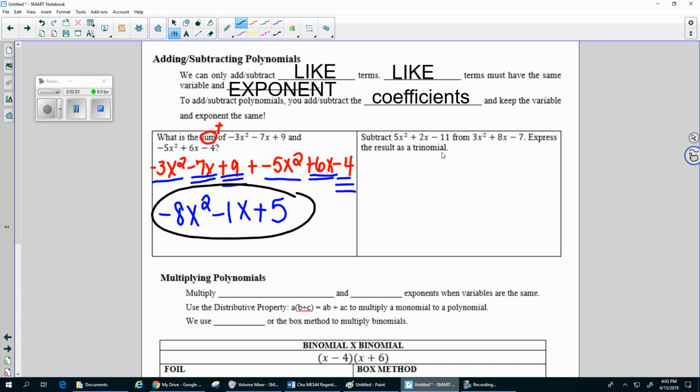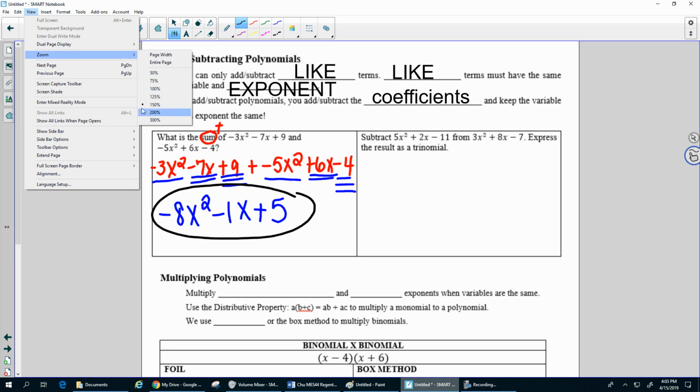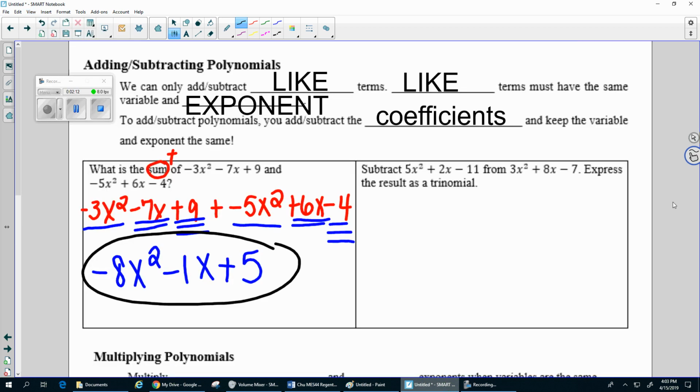Subtract 5x squared plus 2x minus 11 from 3x squared plus 8x minus 7. Express the result as a trinomial. So what we want to do first is let's write down the problem. If we're subtracting 5x squared plus 2x minus 11 from 3x squared plus 8x minus 7, the front piece has to come first. So it's going to be 3x squared plus 8x minus 7, and we're subtracting the entire thing. 5x squared plus 2x minus 11.